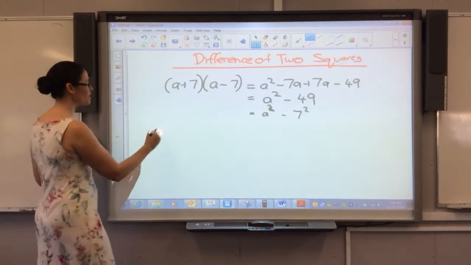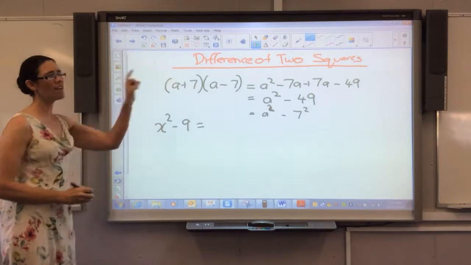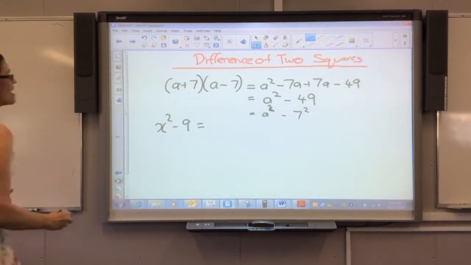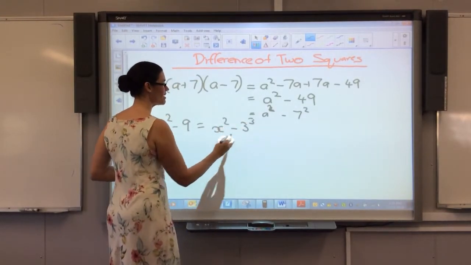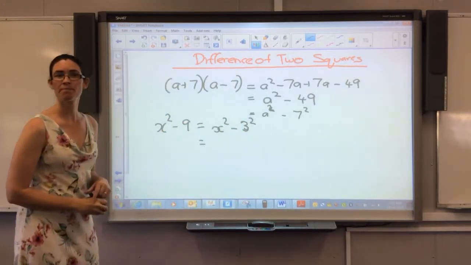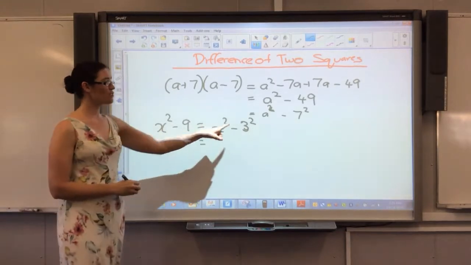So if my question was x squared minus 9, how am I going to end up with brackets? x squared minus 9 is the same as x squared minus 3 squared. So what are my brackets? Where did you get that from? x. So 9 is 3 squared.